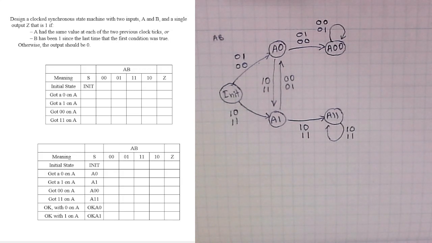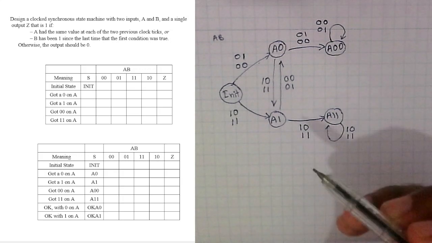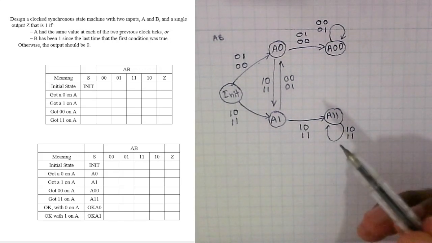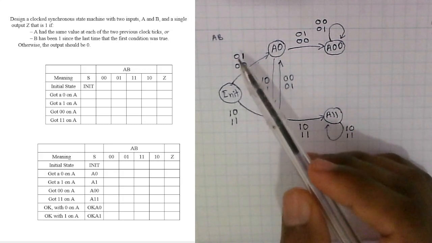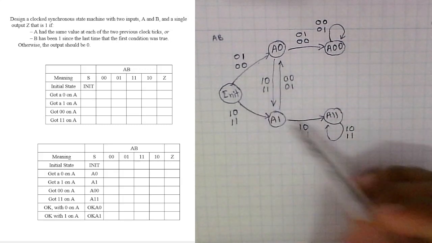The alternative condition is that if B has been 1 since the last time that the first condition was true. So how to design this one? Usually we can do it using state transition diagrams, and we can design it like this, right? What we have here is essentially a sequence detector where we detect two consecutive zeros or two consecutive ones.